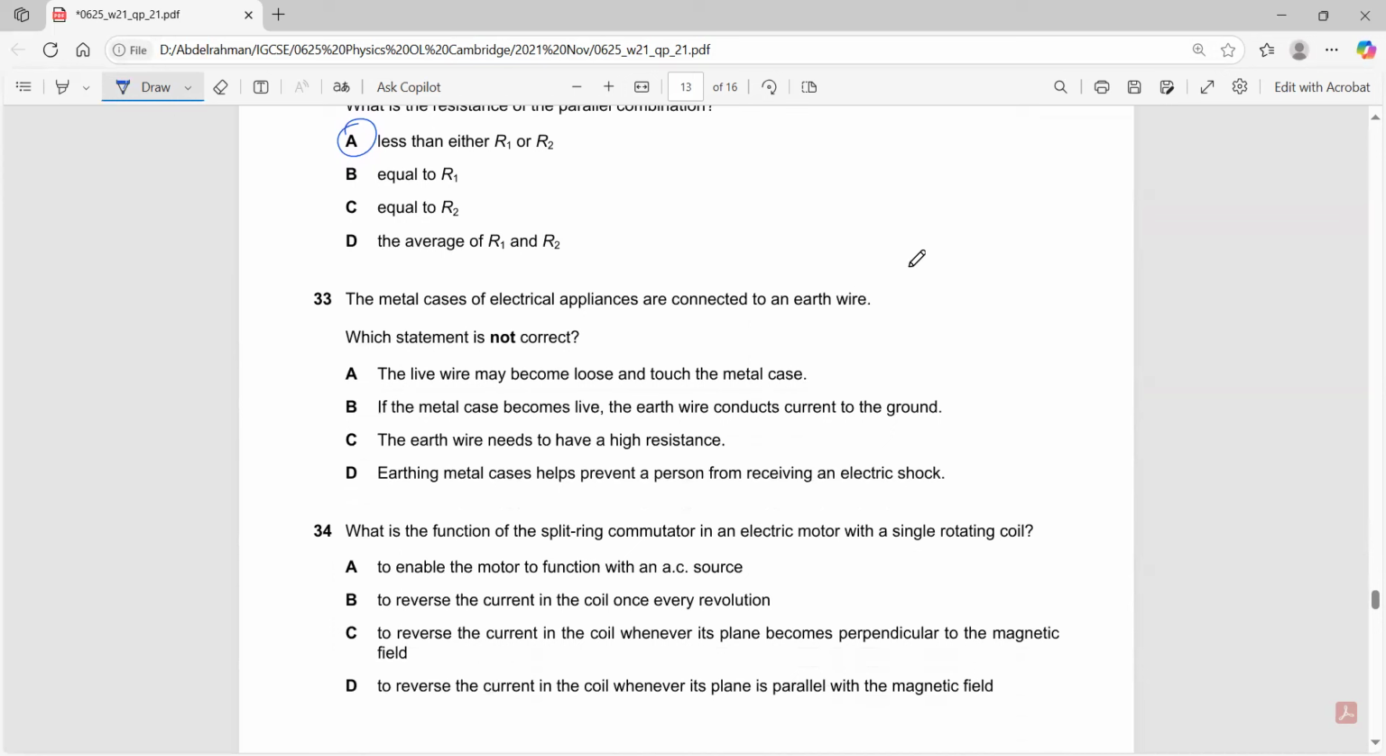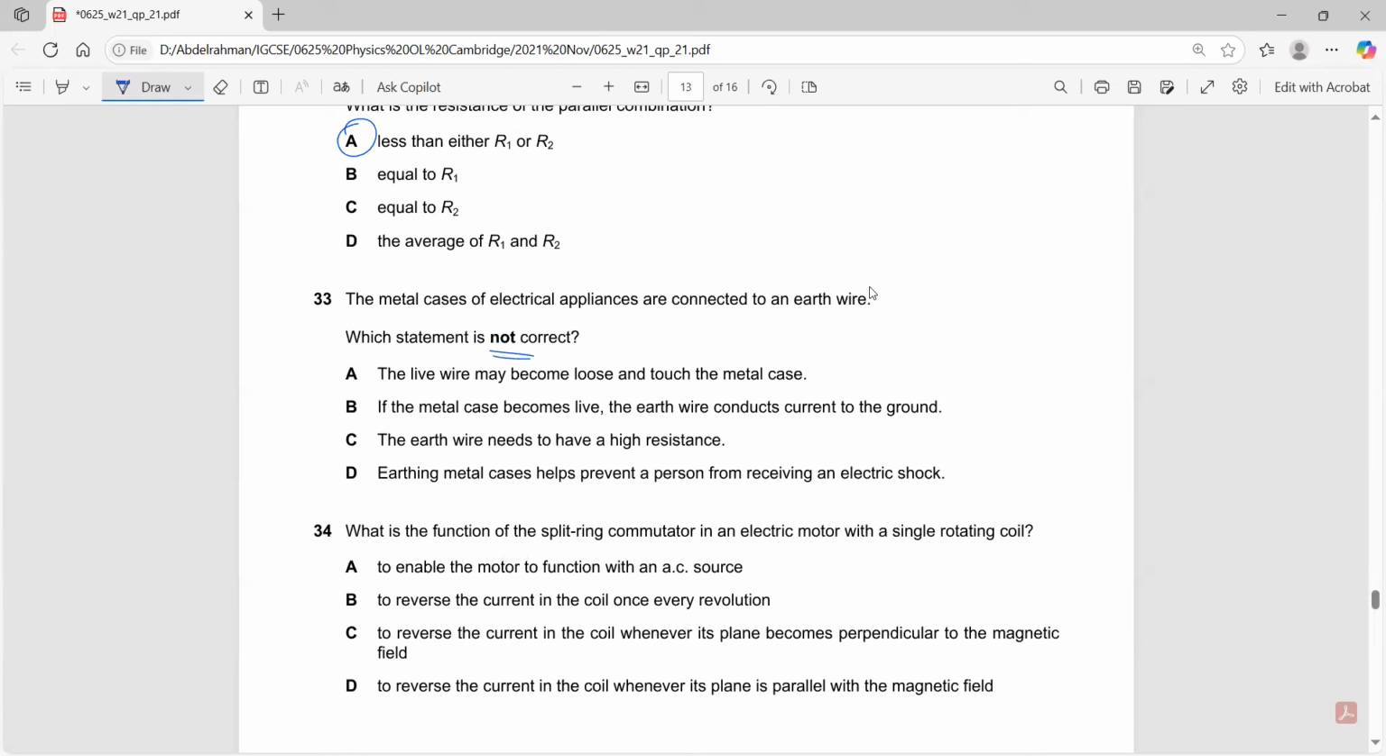33, the metal cases of electrical appliances are connected to an earth wire. Which statement is not correct? Again, think about this question. Not correct: the live wire may become too loose and touch the metal case.